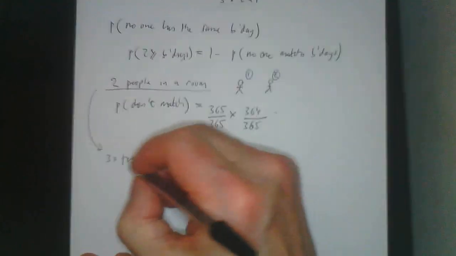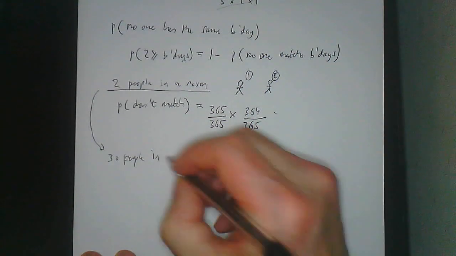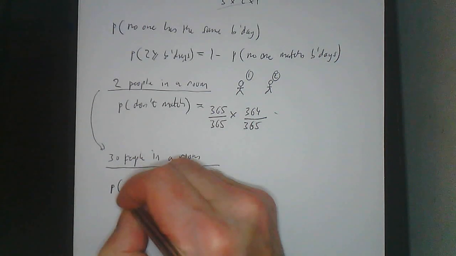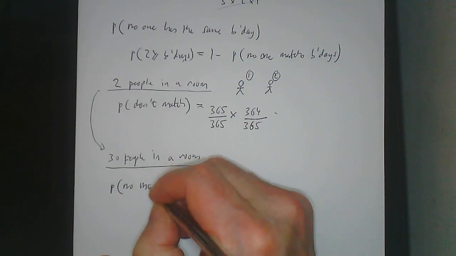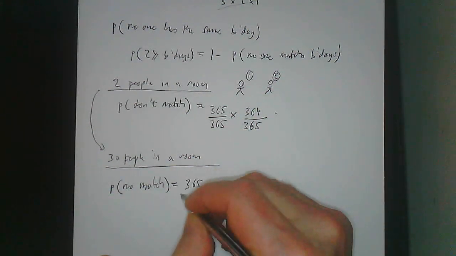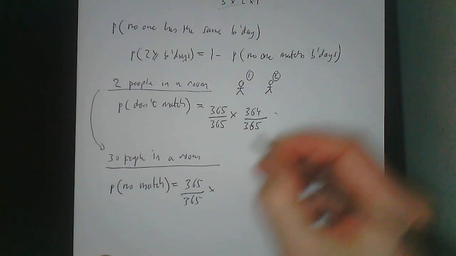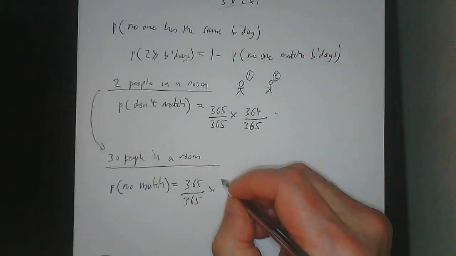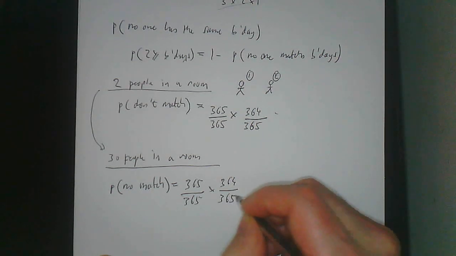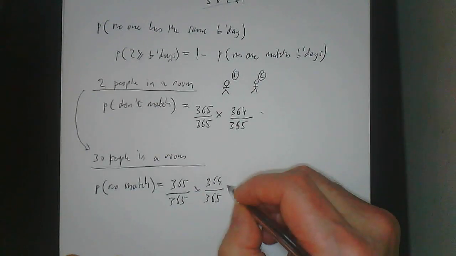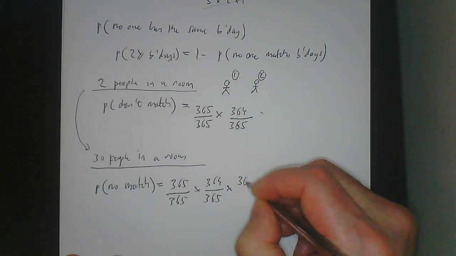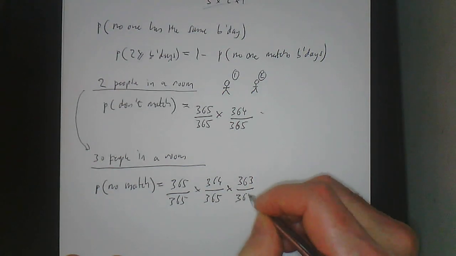It's going to have the same form, the same pattern. So 30 people in a room. Probability no match equals, so the same for the first one, 365 over 365. And then the same for the second one. Yeah, the second person can choose 364 out of 365. And then the third person, well, the first two people's days are different.